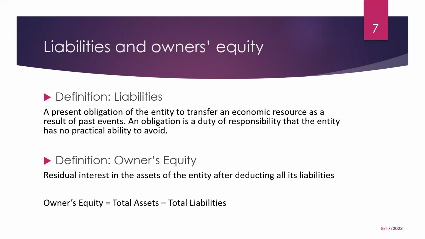On the other hand, if we talk about liabilities, that is also resulted by a past event, and that also has a present obligation to transfer the economic resources. Right? So you have a present obligation to transfer the economic resource. An obligation is a duty or responsibility that the entity has no practical ability to avoid. Right? So that is why we say it as a liability. So that liability has been generated by your past events.